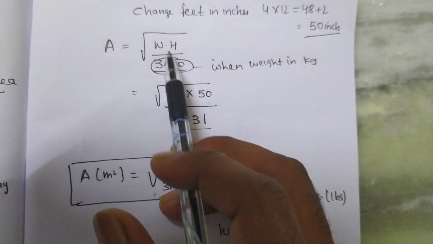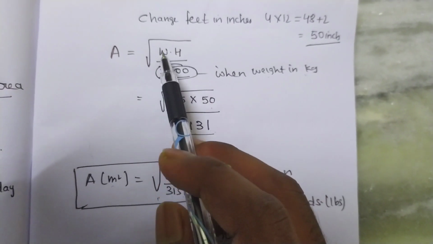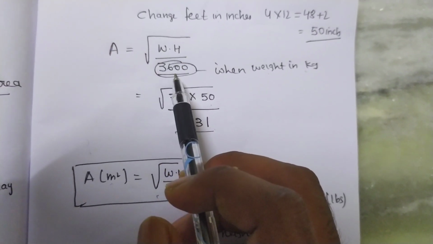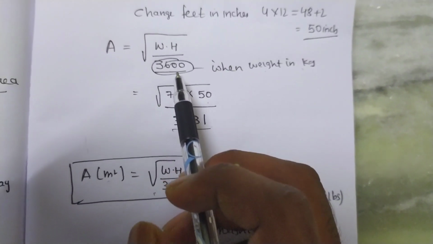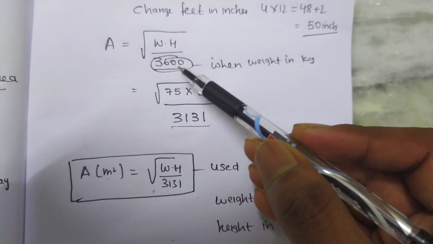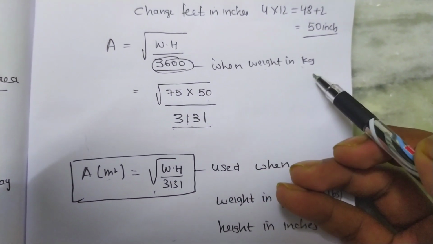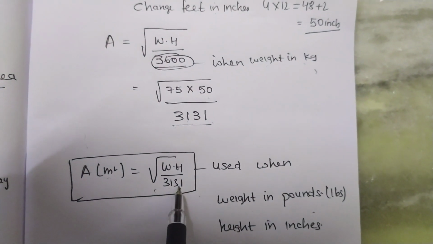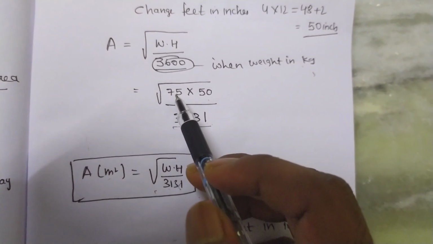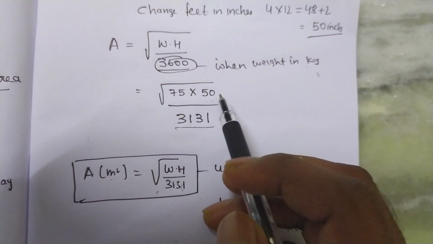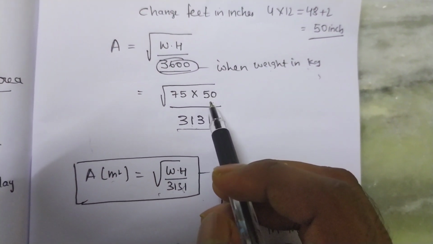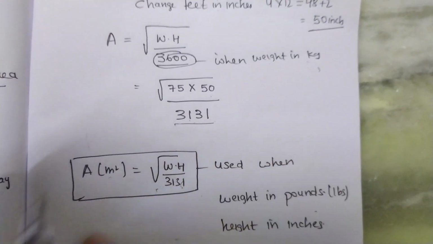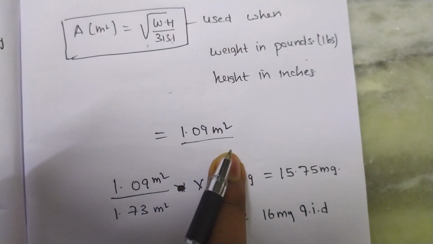And this is the formula for calculating the body surface area, that is root over weight into height by correction factor. This correction factor is 3600 when the weight is given in kgs. When the weight is given in pounds, the correction factor is 3131. So putting our values, weight 75 pounds into 50 inches by 3131, we get 1.09 meter square.